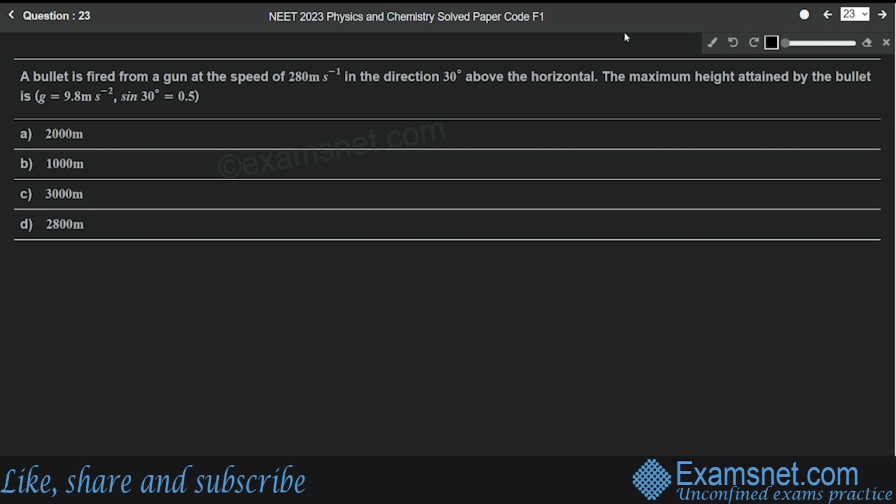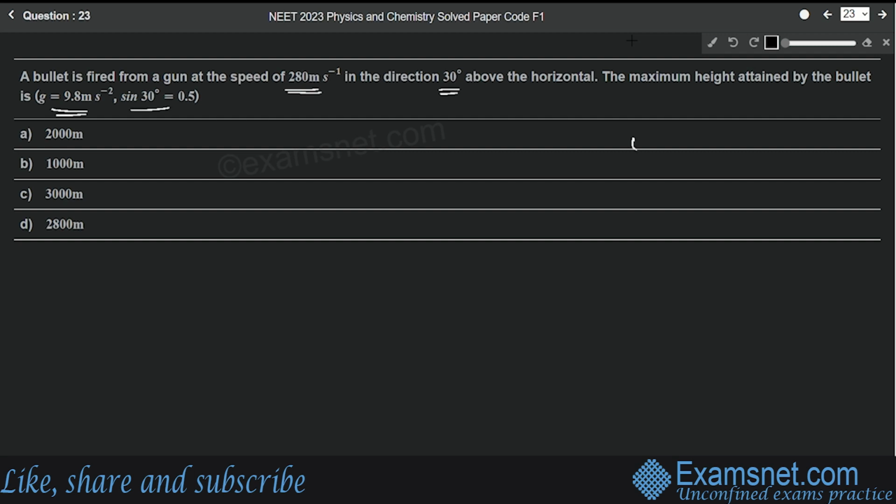Question number 23 is from the chapter Motion in a Plane, specifically from projectile motion. And the question is, a bullet is fired from a gun at a speed of 280 meter per second in the direction 30° above the horizontal. The maximum height attained by the bullet is, okay, g is to be taken as 9.8 meter per second square, and sine 30° is given as 0.5.